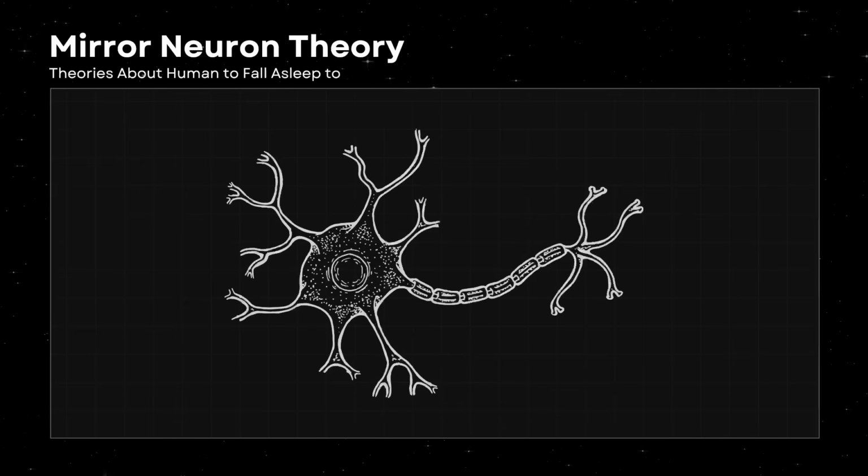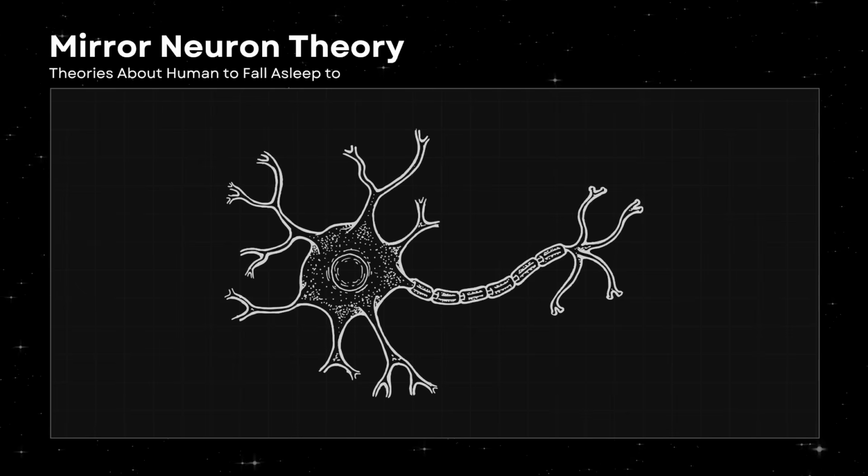Mirror neuron theory suggests that humans have special brain cells called mirror neurons. These neurons fire both when a person performs an action and when they see someone else perform the same action. This means the brain reacts in a similar way whether you do something yourself or watch another person do it. This discovery has helped explain how people understand others, learn by watching, and connect emotionally.